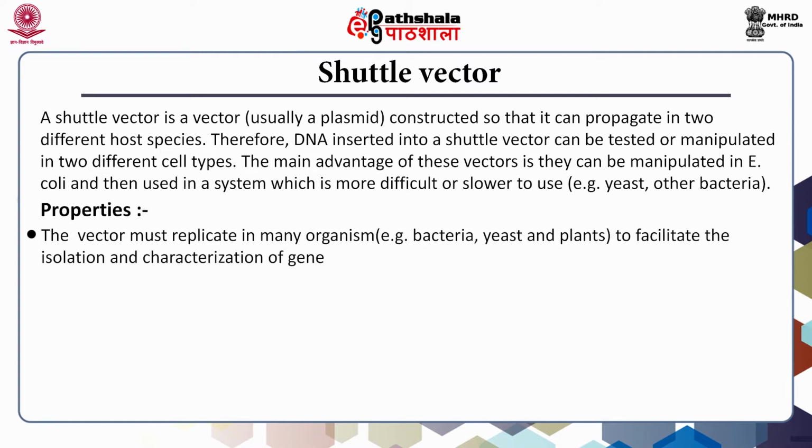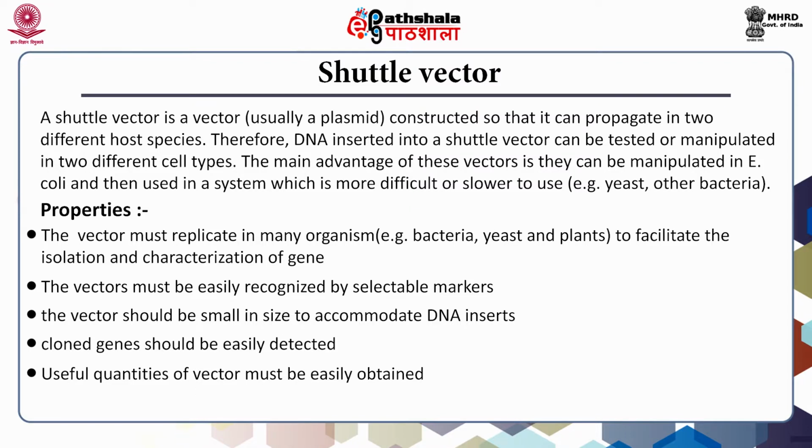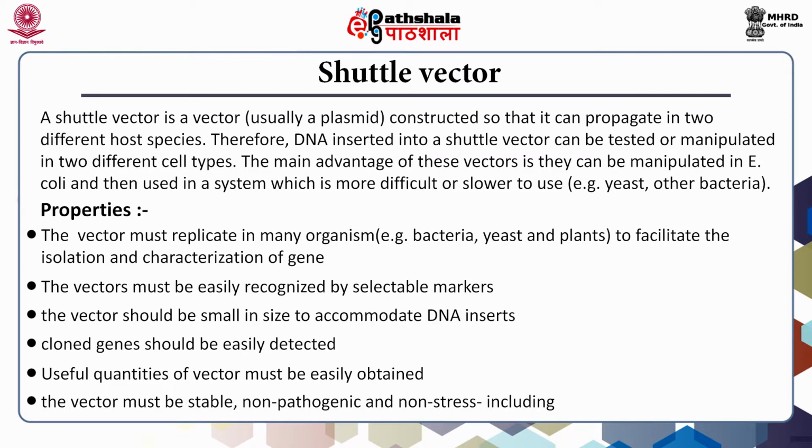Properties. The vector must replicate in many organisms, for example bacteria, yeast and plants, to facilitate the isolation and characterization of the gene. The vectors must be easily recognized by selectable markers. They should be small in size to accommodate DNA inserts. Cloned genes should be easily detected. Useful quantities of vector must be easily obtained. The vector must be stable, non-pathogenic and non-stress inducing.